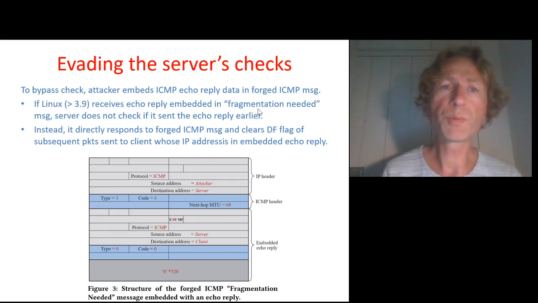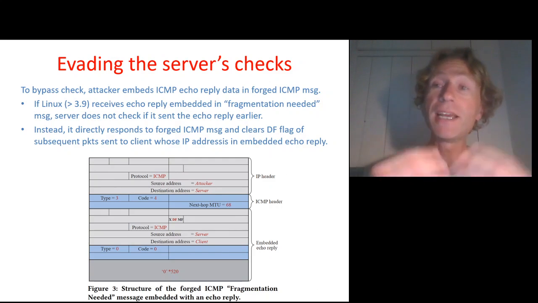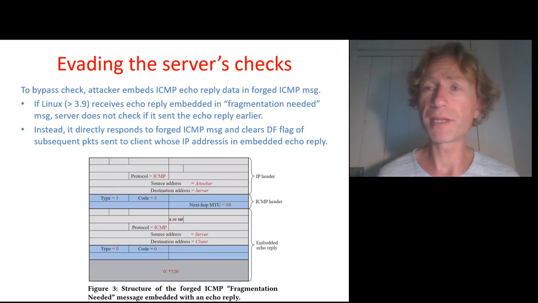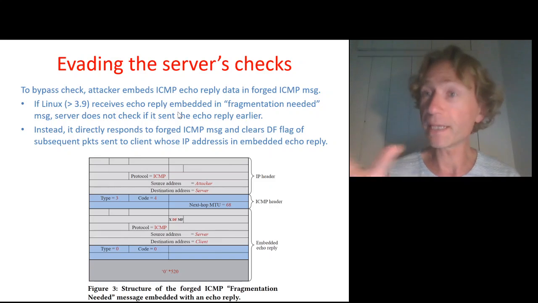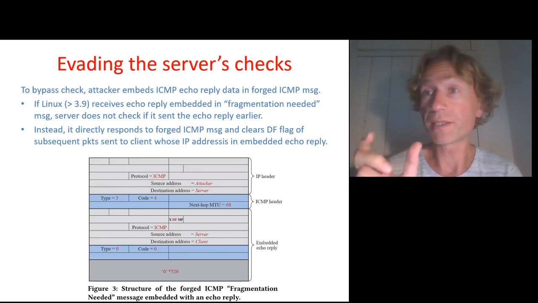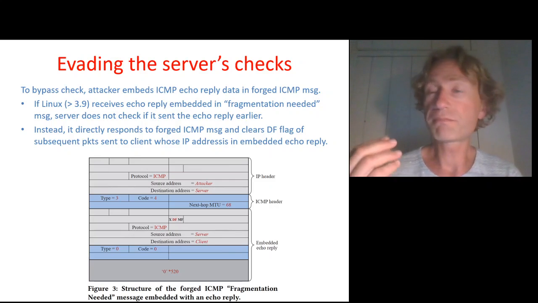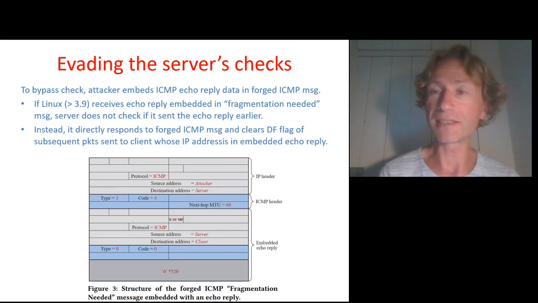Well, what we do is we're going to embed some ICMP reply data into this forwards ICMP message. Which is kind of weird because we're supplying some other data. But the good thing is that if your Linux server receives an echo reply embedded in an error message that says fragmentation needed, it doesn't know whether this is actually a reply to a request that it sent. It didn't ever send this request, but it doesn't know this. So it's going to assume that this is indeed correct.